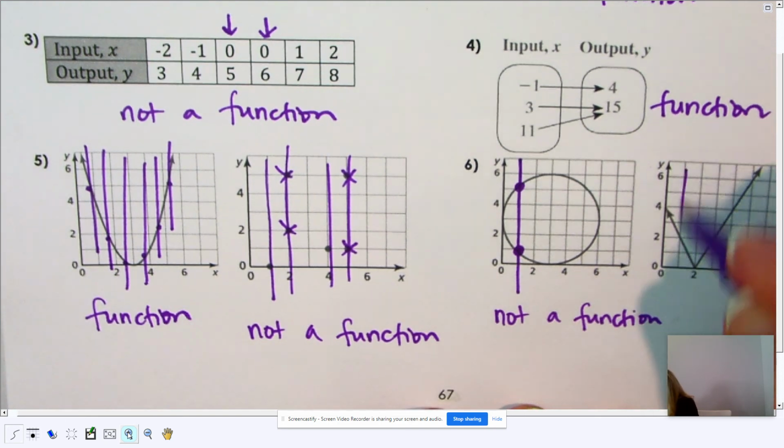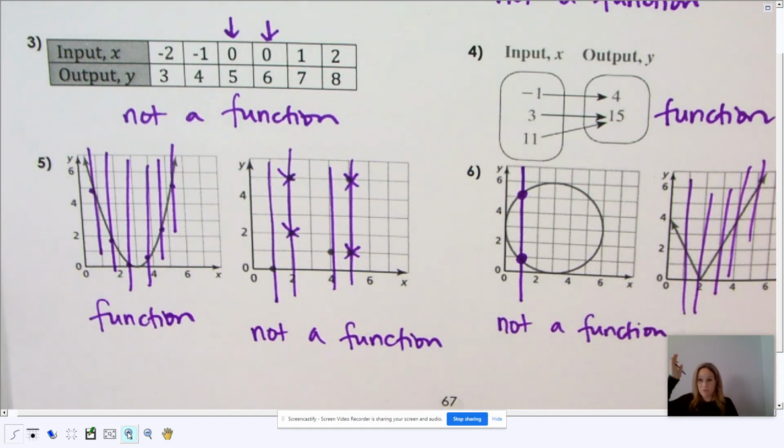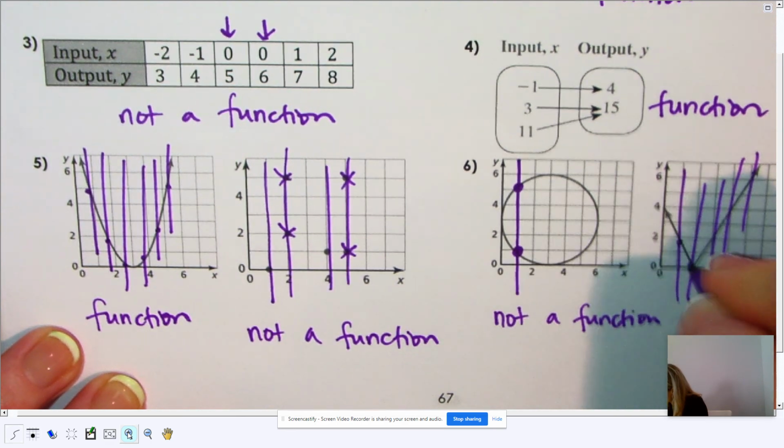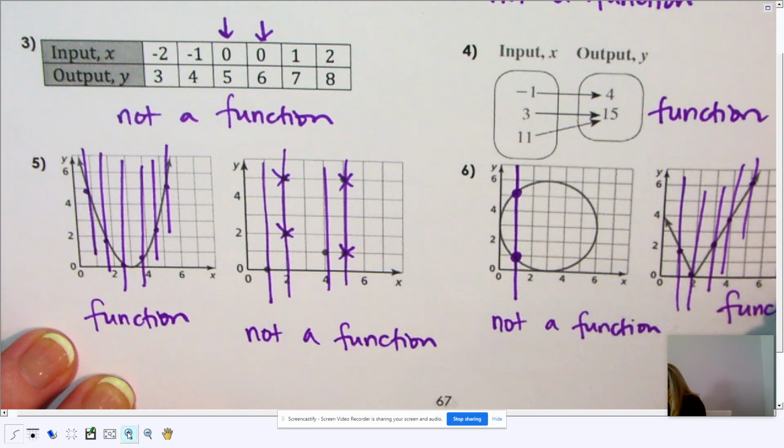Okay, this one over here, each input has only one output. Every vertical line, I pretend like those are vertical lines. They're not quite straight. But each vertical line I draw only passes through the function one time. Okay, so this one is a function.